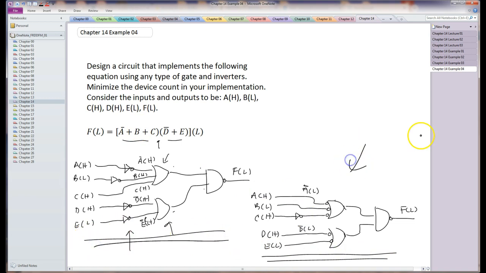This one uses essentially 3 fewer devices than that. It uses 3 fewer inverters. So you could argue this would be a better circuit, minimum cost, and all those types of things. The issue here is that in these problems you do have flexibility if they don't constrain which gates you can use.